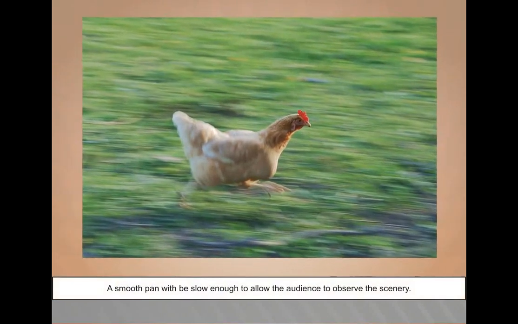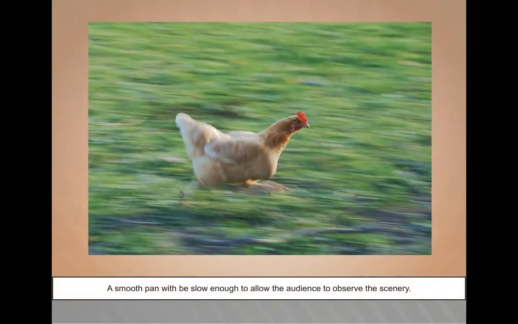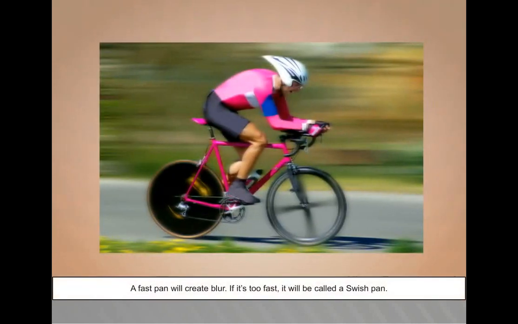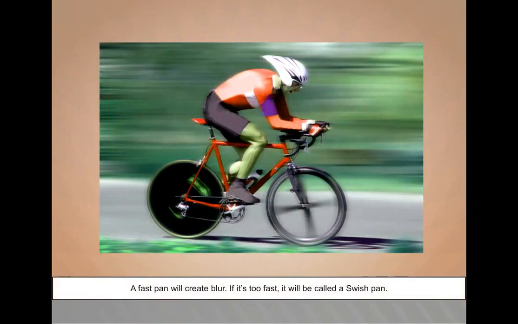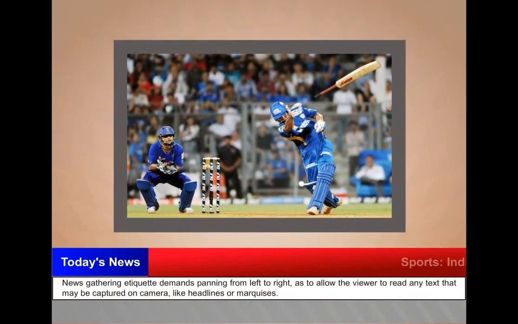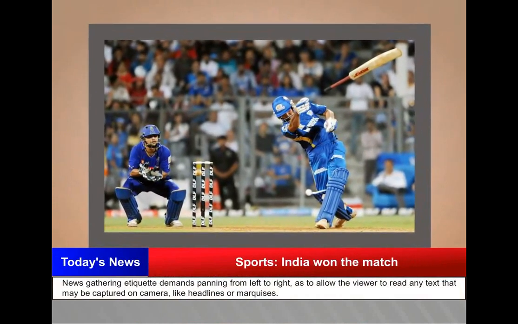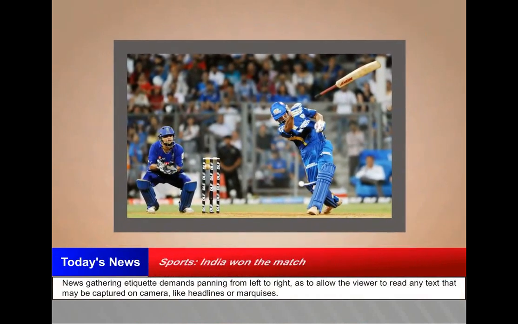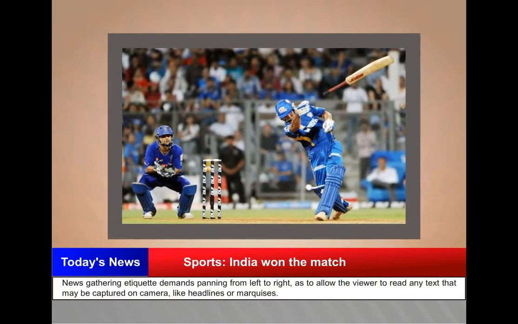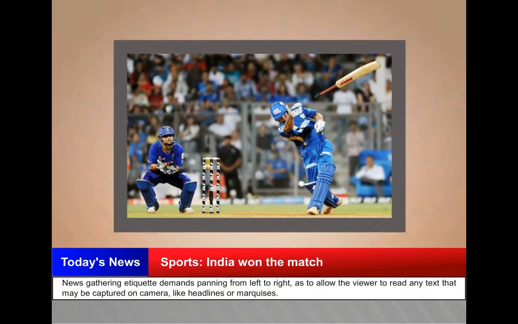A smooth pan will be slow enough to allow the audience to observe the scenery. A fast pan will create blur. If it is too fast, it will be called a swish pan. News gathering etiquette demands panning from left to right as to allow the viewer to read any text that may be captured on camera, like headlines or marquees.